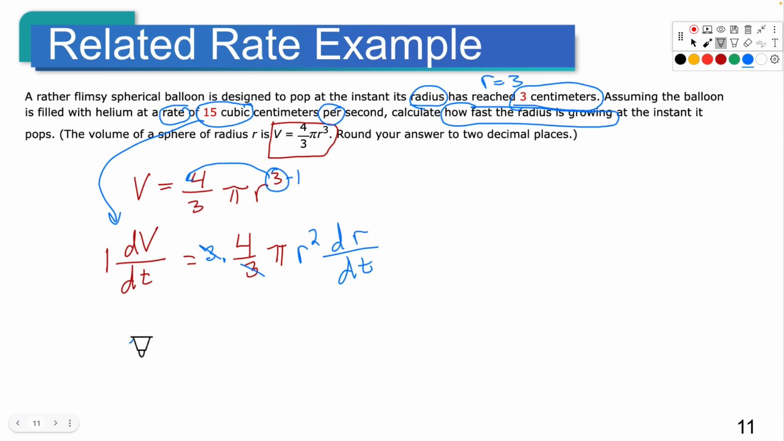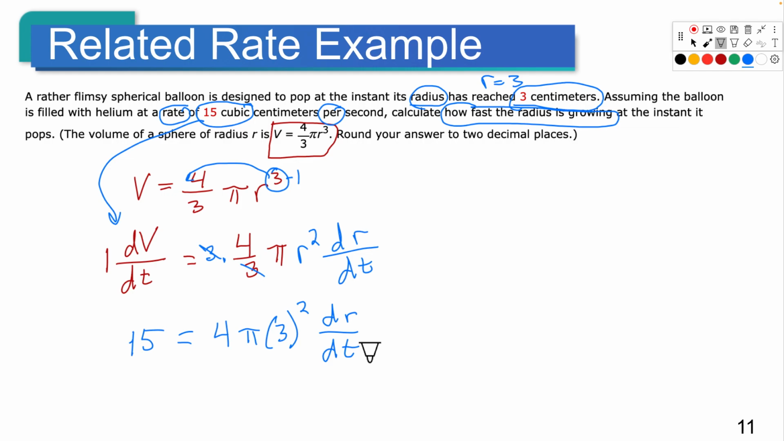So dV/dt is 15. Again, you could put the units in there, but I find sometimes they get in the way. 1 times 15 is still 15, so I'm just cleaning up as I go. The 3's got canceled, so then I've got 4 pi. r we figured out was 3, so this is going to be 3 squared. I plug that in. And dr/dt, I don't know what that is. That's what I'm solving for.